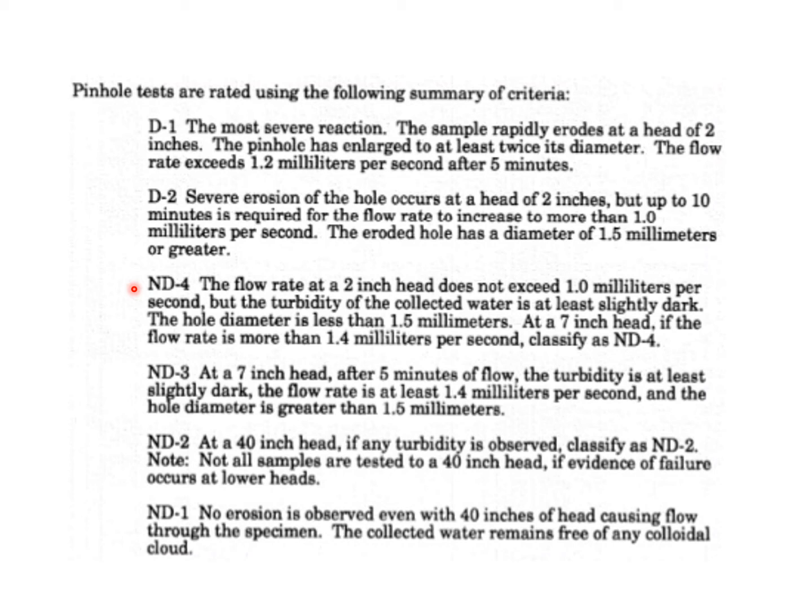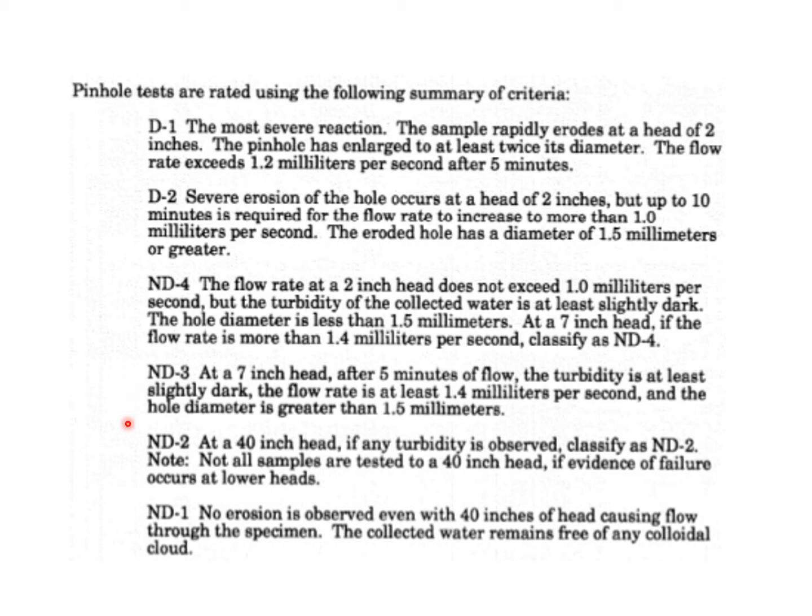At a 7-inch head, if the flow rate is more than 1.4 milliliters per second, classify as ND4. Then you would find ND3. ND3, at a 7-inch head, after 5 minutes of flow, the turbidity is at least slightly dark. The flow rate is at least 1.4 milliliters per second, and the hole diameter is greater than 1.5 millimeters.